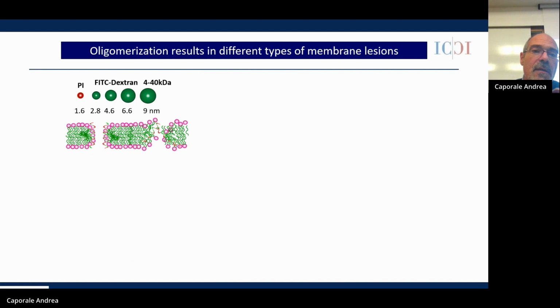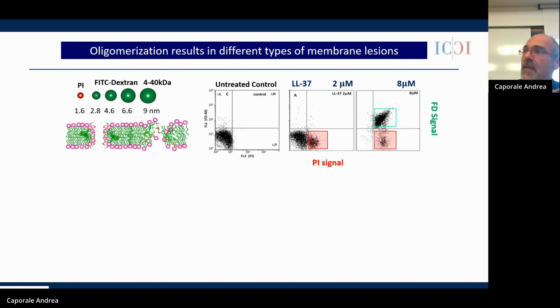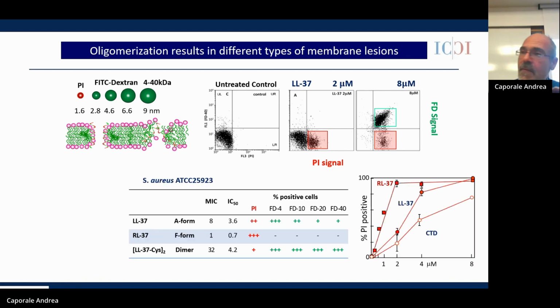Another experiment was carried out by Professor Packer in a university group, which is the analysis of the pore formed on the membrane. She used propidium iodide and dextran labeled with FITC. Here there is the flow cytometry result, and you can see the signal of propidium iodide and fluorescent dextran. For LL-37, where we know there is aggregation, we find a preference for fluorescent dextran 4, whose diameter is around 3, so it creates a defined pore. For RL-37, we observe that the damage of the membrane is a sponge-like damage, and the only fluorescent label is propidium iodide.